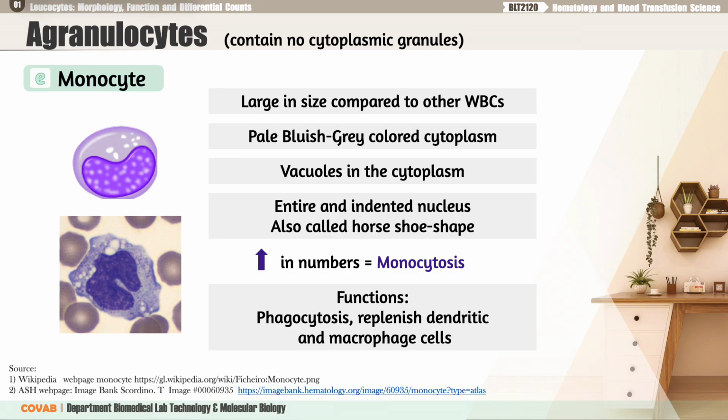The cytoplasm of the monocyte is bluish gray in color, and it has got vacuoles. The nucleus is entire, it's not segmented, and it is indented. Sometimes we refer to this shape as a horseshoe shape. Increase in numbers of monocytes is called a monocytosis. The functions of the monocyte are phagocytosis and to replenish dendritic and the macrophage cells.